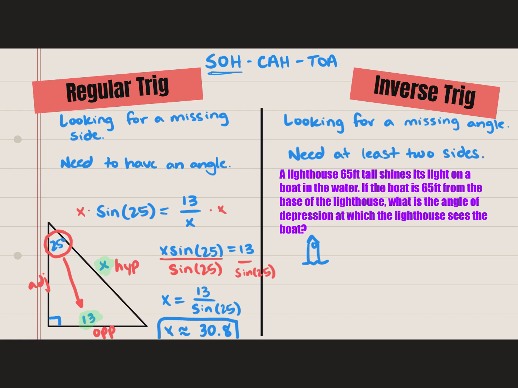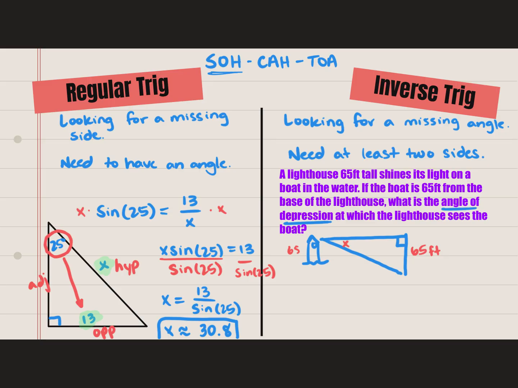It's wanting us to find what is the angle of depression. So I know I should have a horizontal line of sight. It's shining its light down into the water. And here then is my angle of depression triangle with my right angle there in the top right corner. And they're wanting me to find that angle there. That's going to be my x. They tell me the lighthouse is 65 feet tall. So if this is 65 feet, that translates directly across 65 feet.